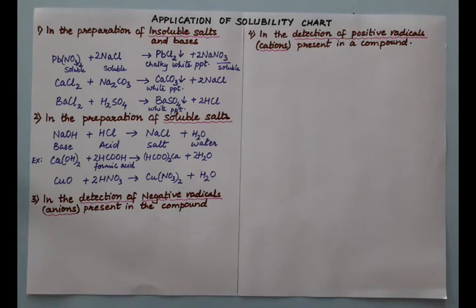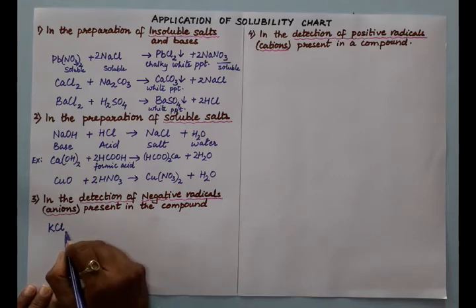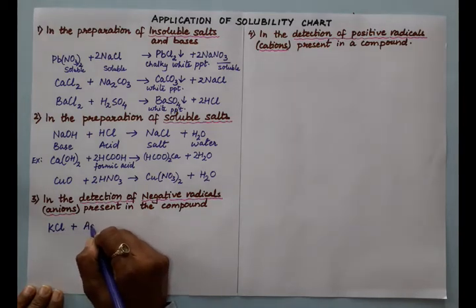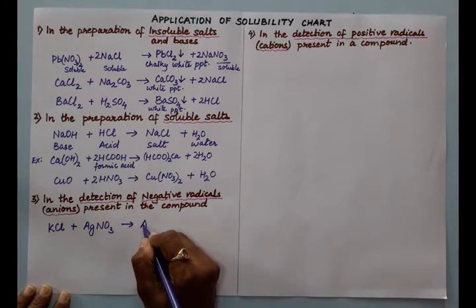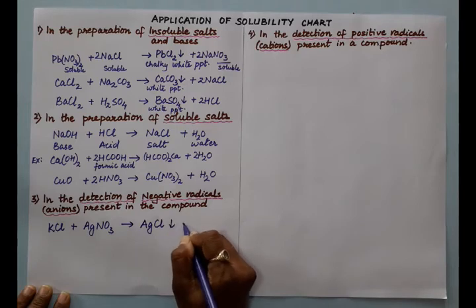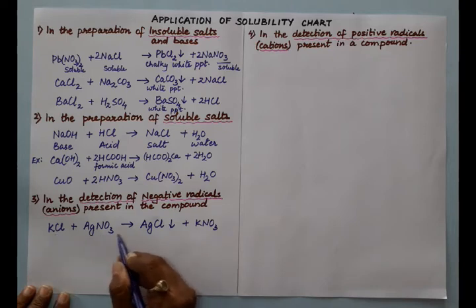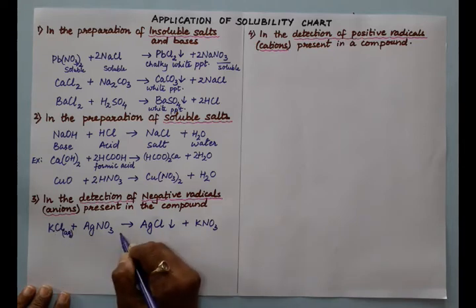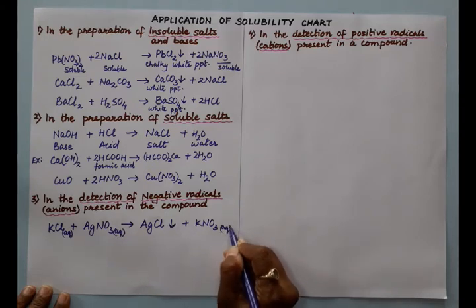Next is the detection of negative radicals, that is anions present in the compound. If you want to detect the negative radical, for example here, if we take potassium chloride, this is the detection of chloride, potassium chloride and silver nitrate. If we are taking, it gives us interchange and we get insoluble AgCl plus potassium nitrate. Again the rule is soluble plus soluble gives insoluble, so this is aqueous, this is also aqueous, gives you precipitate, and this is aqueous, right?